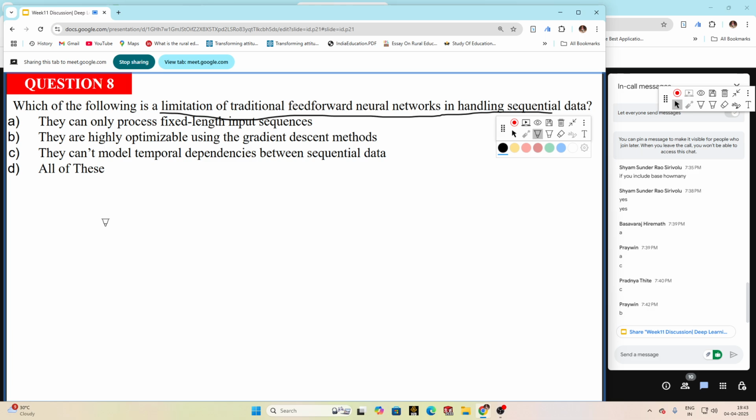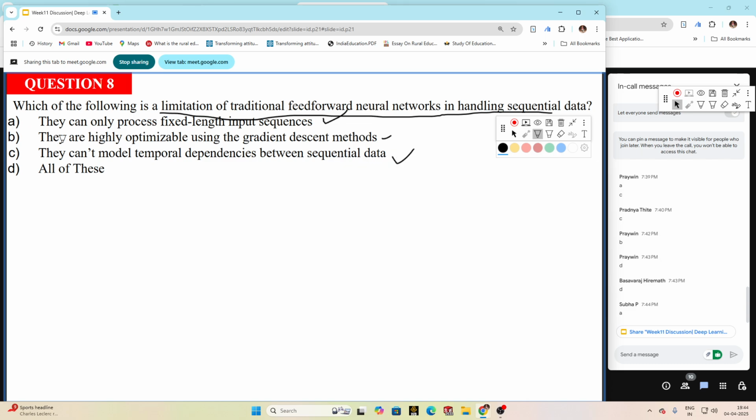Yeah, D, all of this. They can only process fixed length input sequences, this is true, right? Yeah, this is a limitation. They are highly optimizable using the gradient descent method. That is true. They can't model temporal dependencies between sequential data. Yeah, this is completely true.